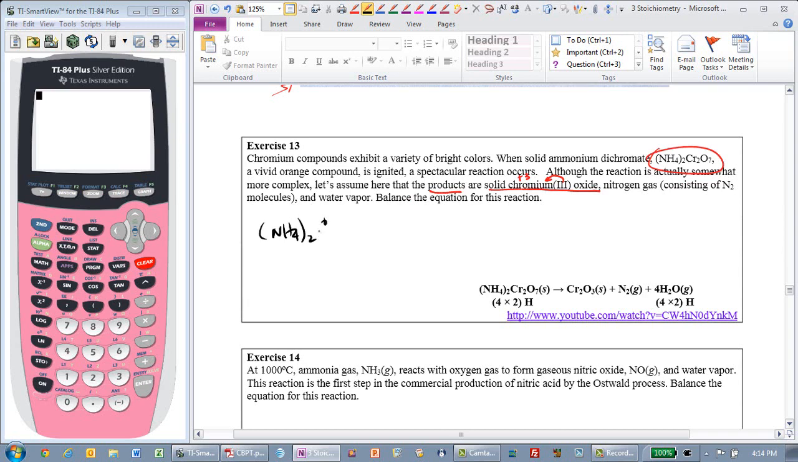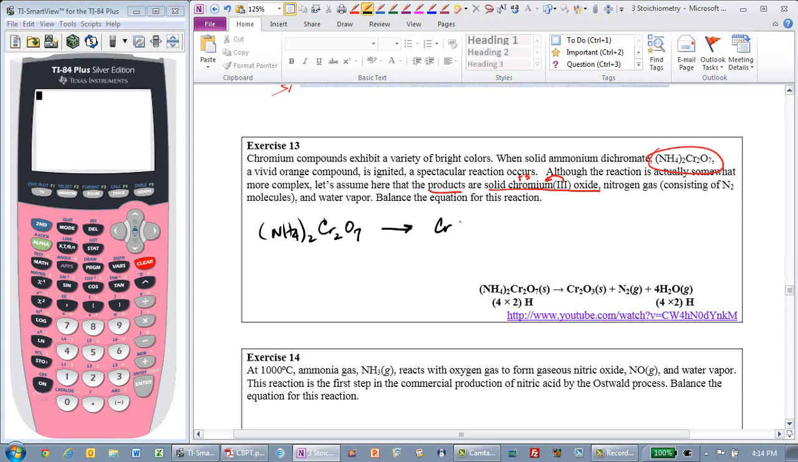NH4 twice, Cr2O7. We'll spare you memorizing that Cr2O7 is called dichromate and that it has a -2 charge, but we won't spare you that ammonium is NH4, because it's ammonia with an H+ riding piggyback on it, and that plus is from that H+ charge. So that's why I need 2 of them, because the dichromate is a -2. So they tell me that is decomposing into chromium(III) oxide.